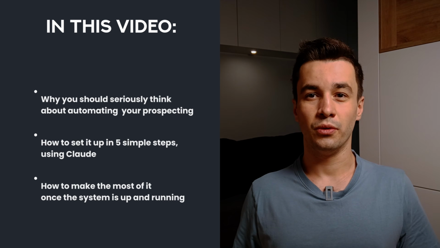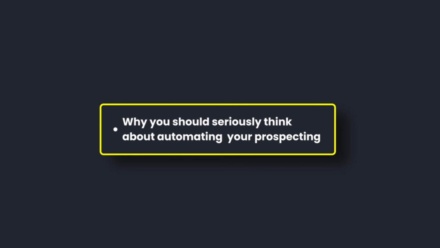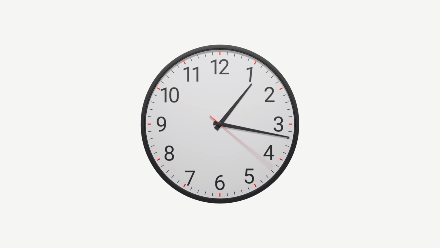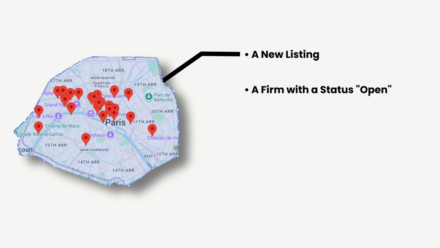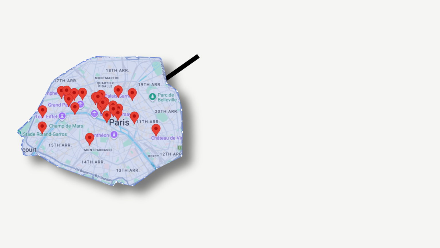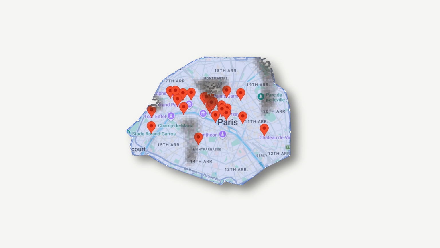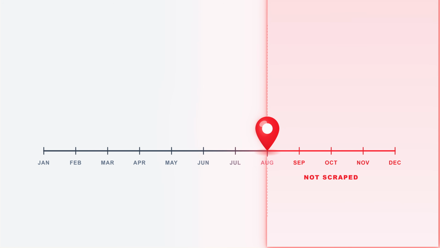This brings me to another point, meaning turning a manual process into a recurring and automated task. And here is why this matters more than it sounds. Prospecting isn't a one-time event. The best leads are time-sensitive. A new listing that appeared on the map yesterday, a firm with a status switched to open, a company that just added a phone number. If you scrape the whole city once and never again, like flowers, leads will start to wither. And you miss everything that shows up after you run it.